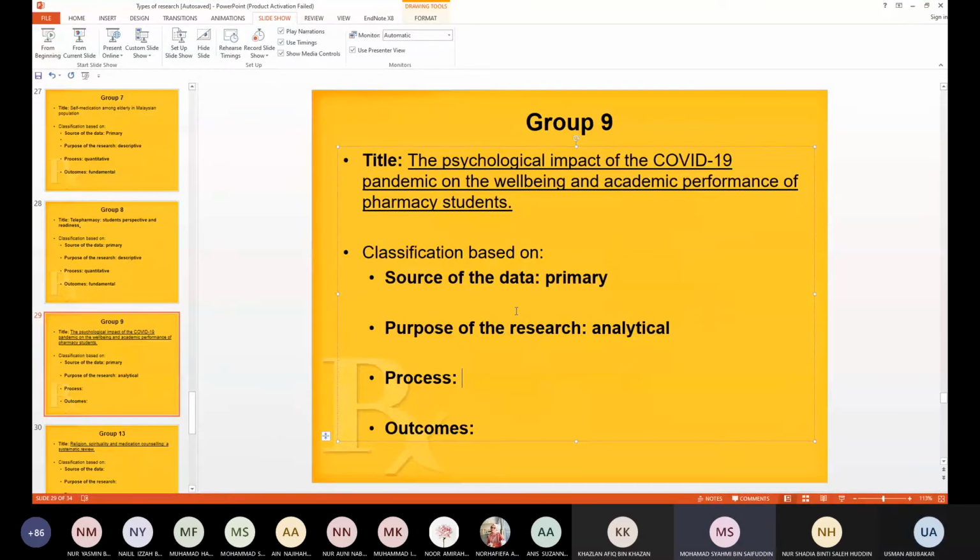But I have a question, Doctor. May I know why it's quantitative? Because if we are going to relate the well-being and academic performance, how can it be quantitative? Yeah, quantitative you have to, because for now it's a psychological impact, right? Yes. Okay. So psychological impact, that means you are going to have a question for them to describe what the psychological impact of the pandemic is on their well-being, right?